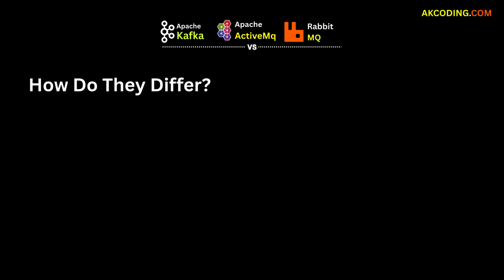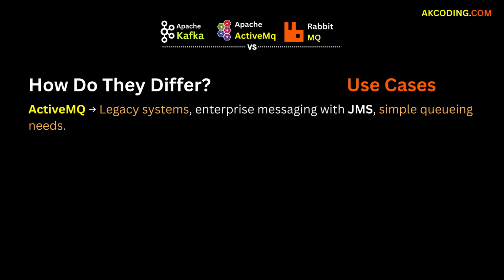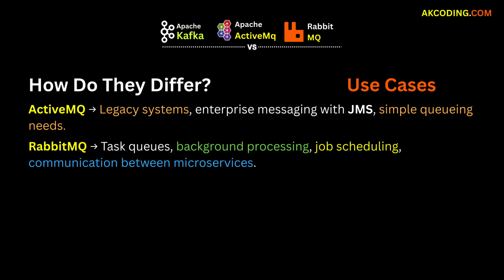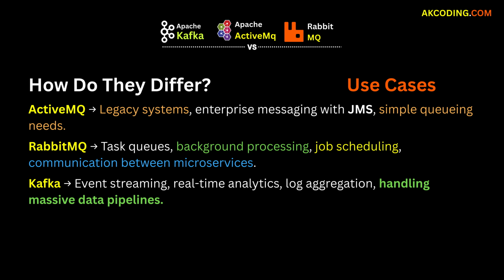Now let's see the differences with the use case aspect. ActiveMQ is a super fit for legacy systems and enterprise messaging with JMS-based architecture. It is a simple queue if needed. RabbitMQ is super useful in task queues, background processing, job scheduling and communication between microservices. Kafka is the ultimate fit for event streaming, real-time analytics, log aggregation and handling massive data pipelines in a super fast manner.